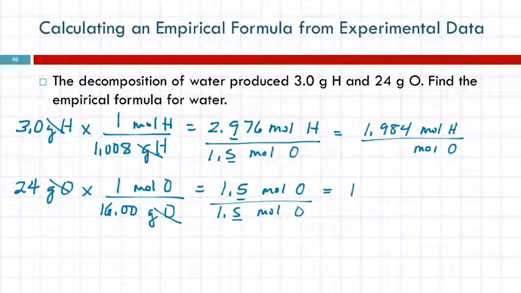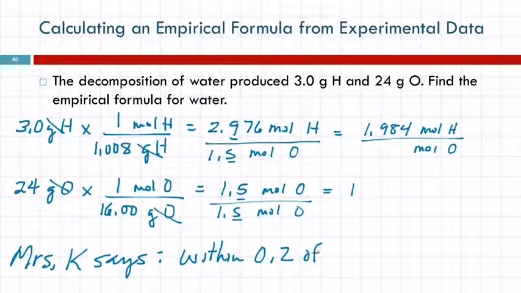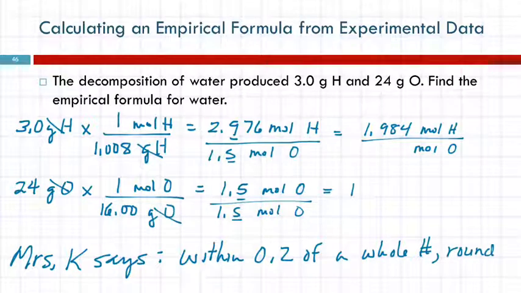So here's my guideline. So Mrs. K says, if it's within 0.2 of a whole number, round it. So is this within 0.2 of a whole number? Yeah, it's actually within 0.02 of a whole number. So I can round this to 2. So that is very close to 2. That would be 2 moles of hydrogen per 1 mole of oxygen.